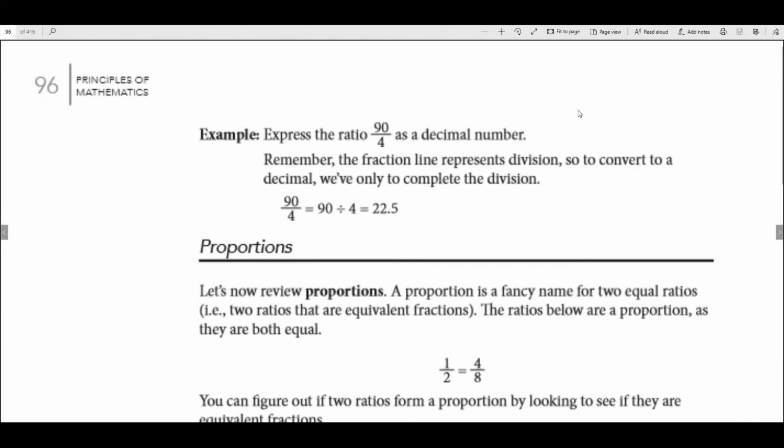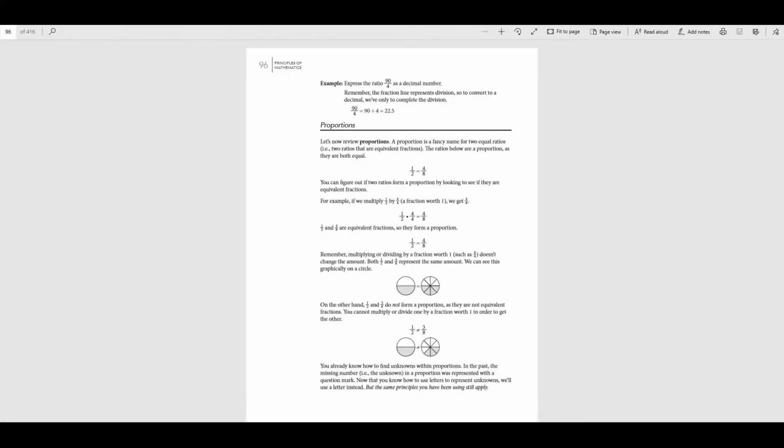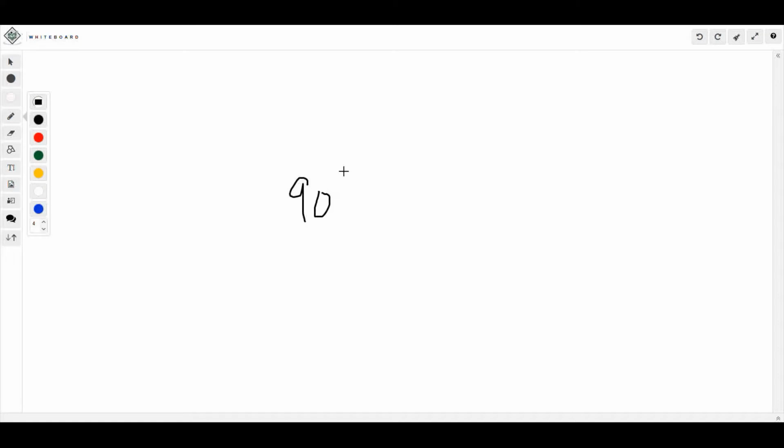All right, so let's look at this example on the next page. We're going to express 90 over 4, or 90 to 4, as a decimal number. So all you do when you have a fraction to undo it to a decimal, you divide. So it's the same as 90 divided by 4. Okay, 4 goes into 90 22 whole times, which would have 2/4 left over, which is half, so it's 22.5. I'm doing this thinking that you know what I'm talking about, but you may not. So 90 divided by 4. Okay, remember we're making this as a decimal.